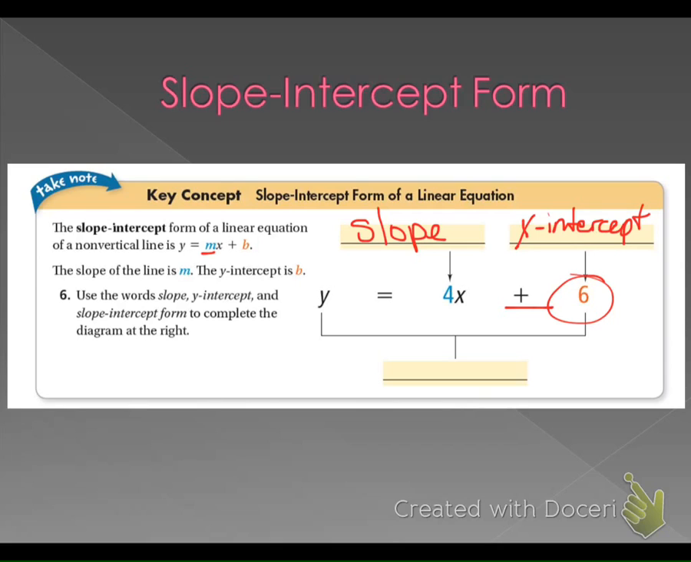Just keep in mind that the y-intercept is a point, and that value alone is not your y-intercept. You would need to write it as a point, (0, 6). Altogether, because it contains the slope and your y-intercept, this is how it gets its name of the slope-intercept form of an equation. Slope-intercept form.